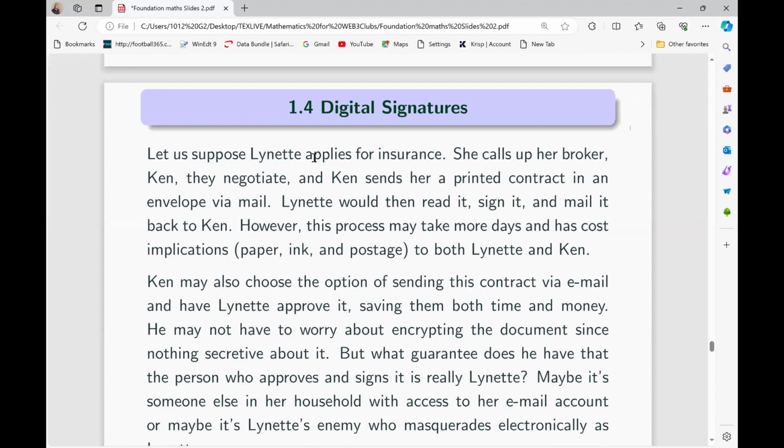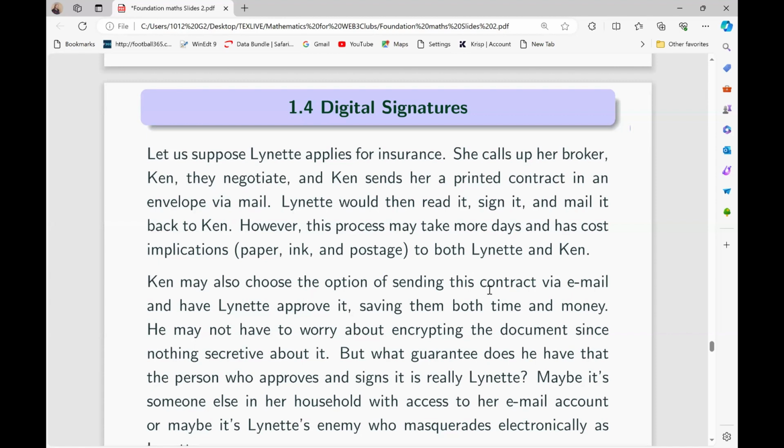If I just got the digital signature, this is the story. Let us suppose Lynette applies for insurance. She calls up her broker, Ken. They negotiate, and Ken sends her a printed contract in an envelope via mail. Lynette will sign after reading and then mail it back to Ken. However, this process would take long and is a bit expensive. So Ken has another option.